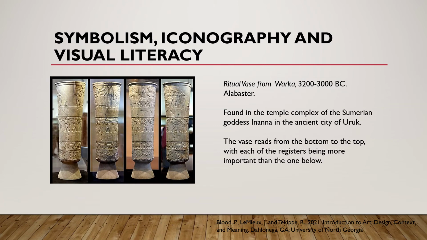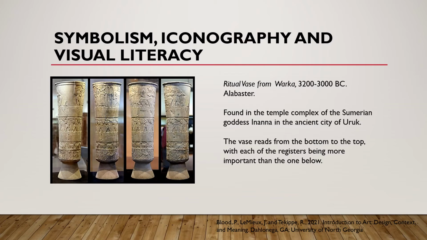So understanding the context of symbols and icons is very much needed for visual literacy. Understanding how to read the artwork is also necessary. We said in an earlier chapter that Western culture reads left to right. Eastern culture reads right to left.